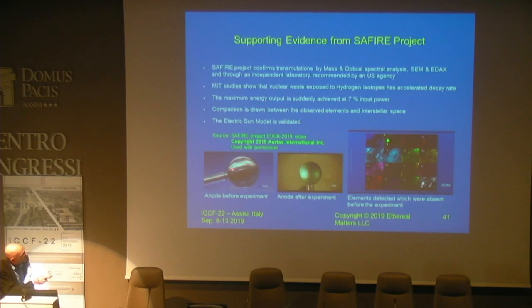Quickly, this is their anode, which they use in their plasma chamber, before in this case. Here it is after the experiment. And this is what they presented in that video, the elements that come off. And they were detected and validated by a US national laboratory. I do not know which one.